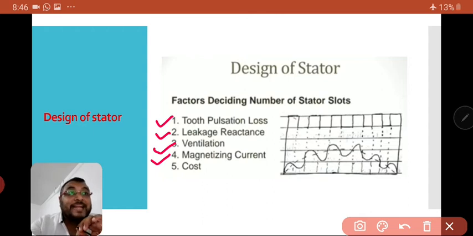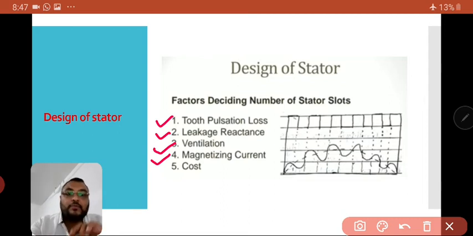It has been explained above that the teeth section is reduced. If the teeth section is reduced, the magnetizing current is going to be affected. Therefore, the use of a larger number of slots may result in excessive flux density in teeth, giving rise to higher magnetizing current and higher iron losses.